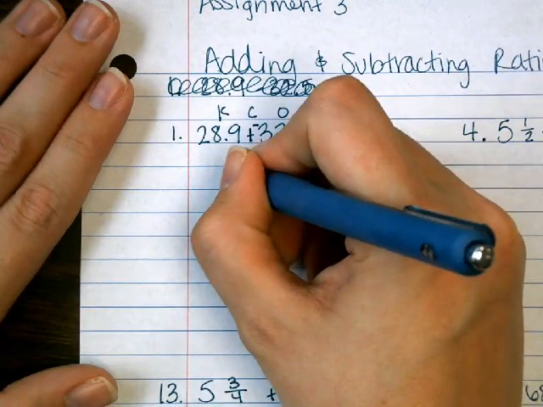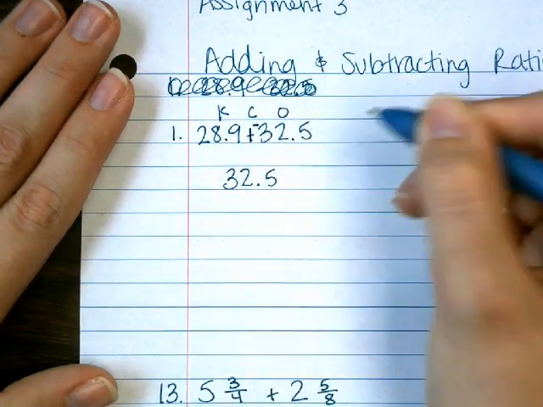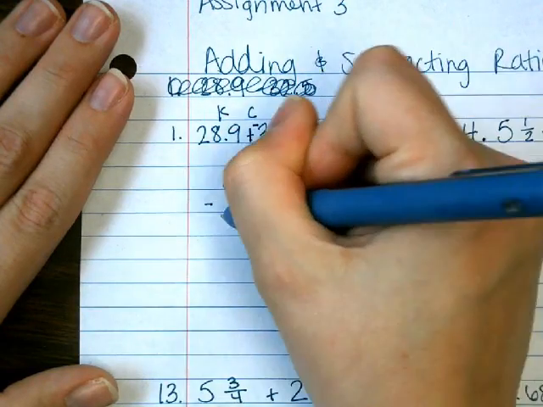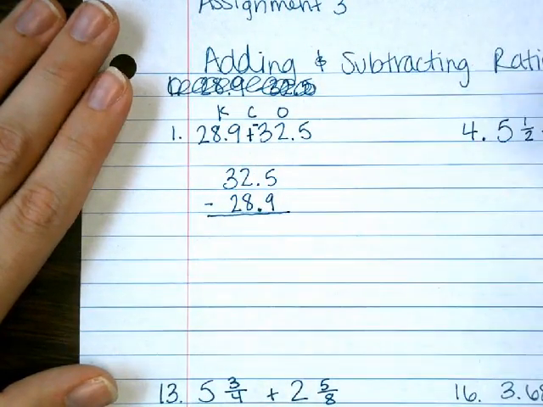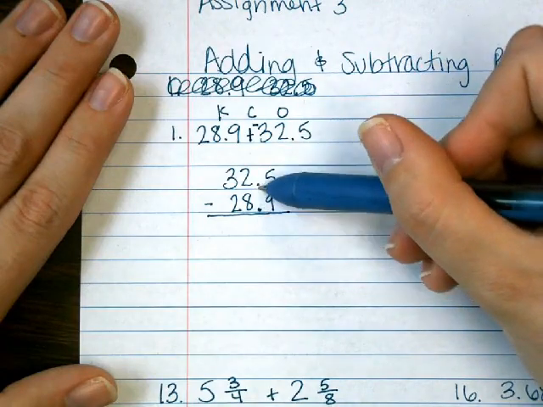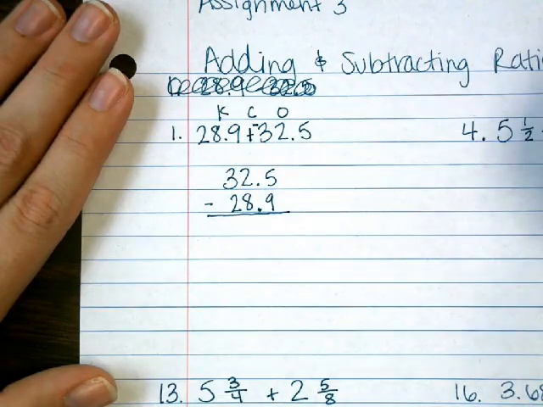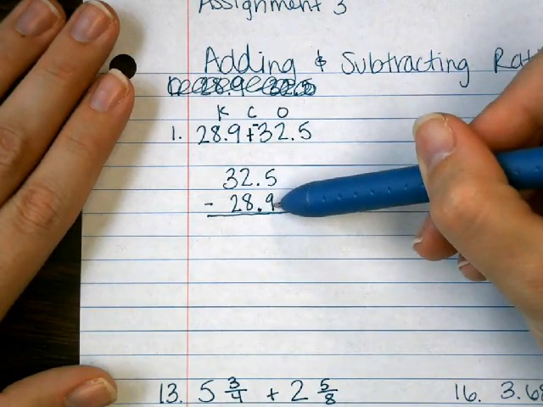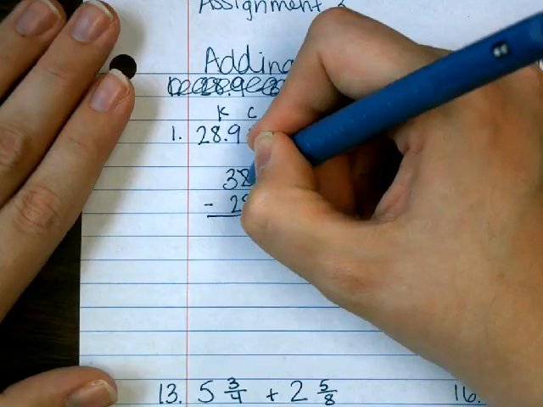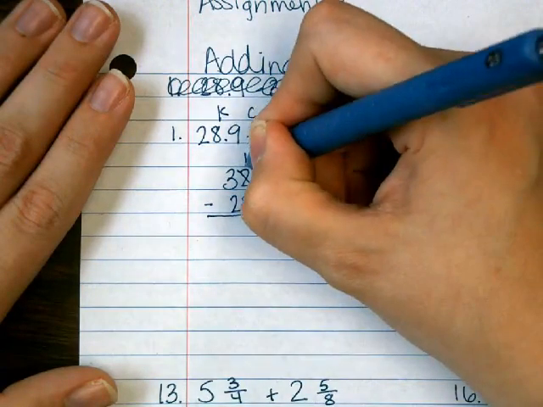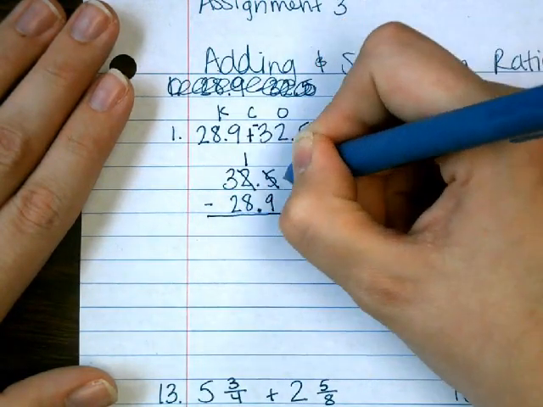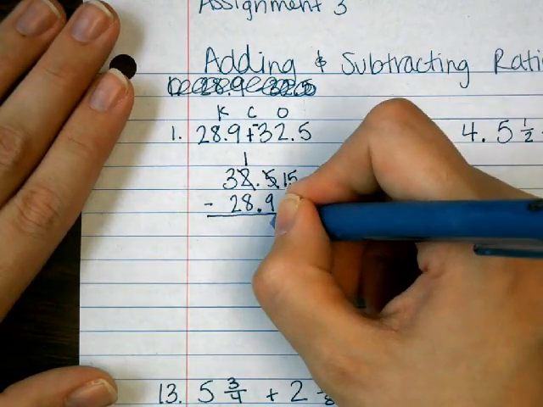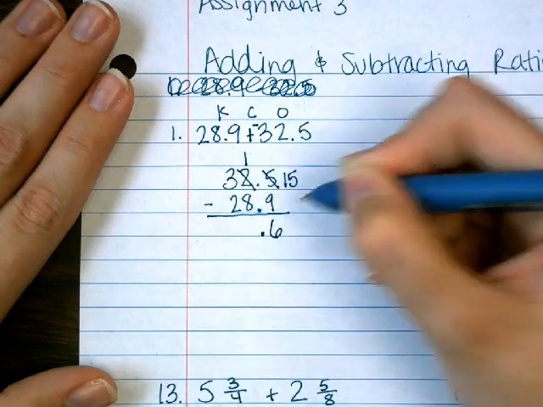So underneath, I'm going to put 32.5 minus 28.9. And when you are working with decimals, you always have to line up your decimal points before you do anything else. So I cannot do 5 minus 9, which means I need to borrow from the 2. That becomes a 1, and this becomes 15. 15 minus 9 is 6. I bring down my decimal.